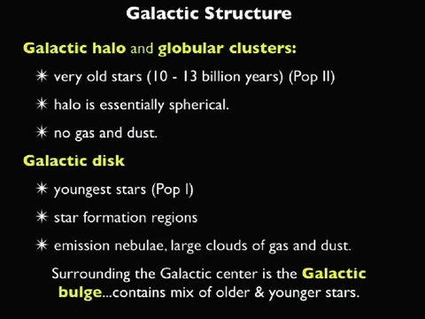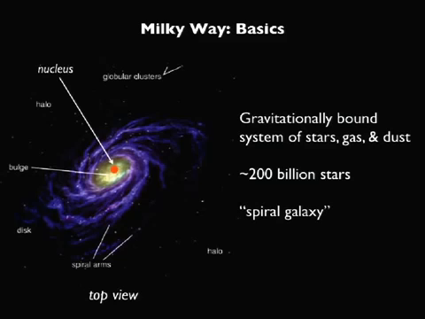And then, I didn't talk too much about it, surrounding the galactic center is this bulge. And the bulge has both Pop 1 and Pop 2 stars. It's kind of redder because it has a lot of old stars, but it has some new star formation too. So here's some better pictures of the Milky Way than I could possibly draw. This is kind of a face-on view. As I said, we think the Milky Way is a spiral galaxy with these spiral arms. It is all gravitationally bound, and we think there are about 200 billion stars in the Milky Way.